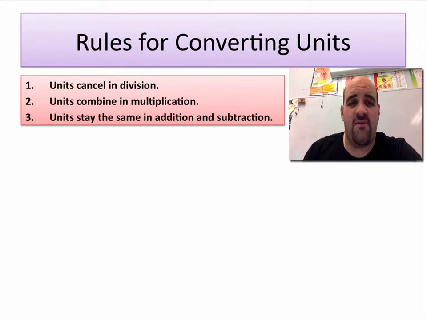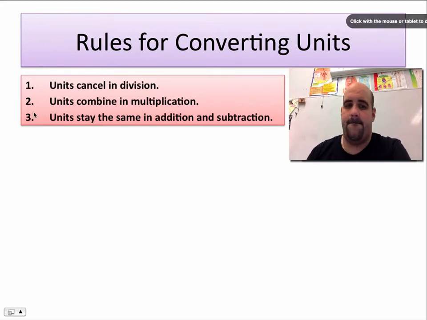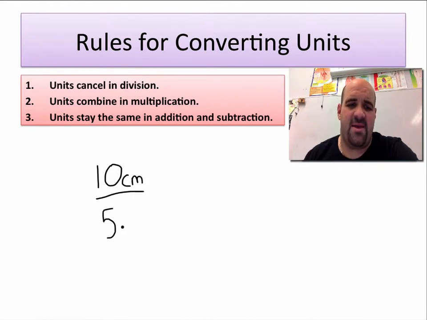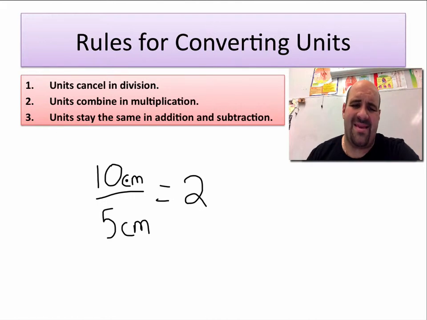So our first rule for converting units is that units cancel in division. And what that simply means is if we take something simple like a distance, 10 centimeters, and we were to divide that by 5 centimeters. Well, we know that 10 divided by 5 is 2. What happens to a centimeter divided by a centimeter? And if you don't know, units will cancel in division. So our final answer is 2.